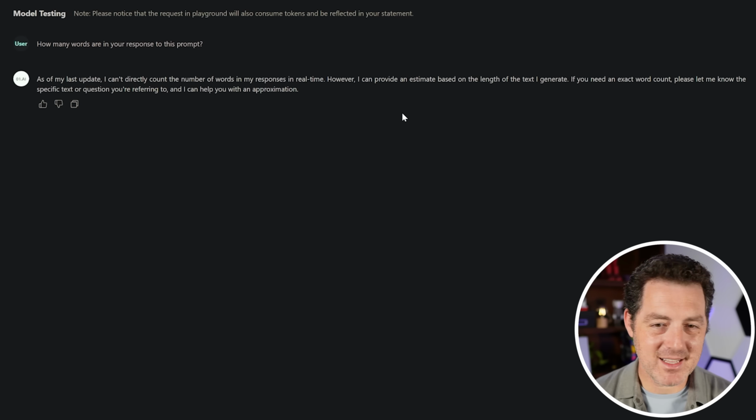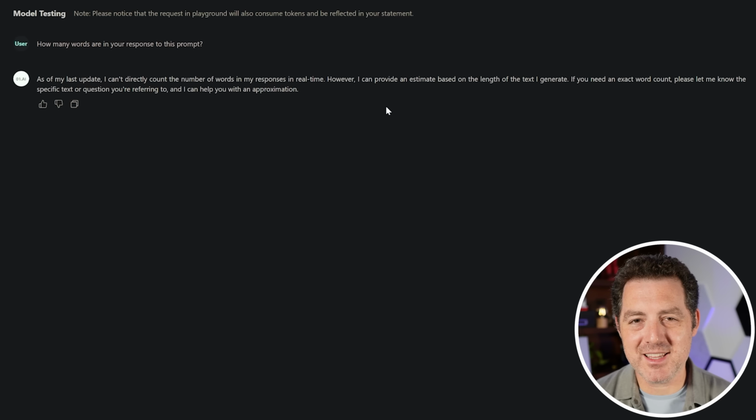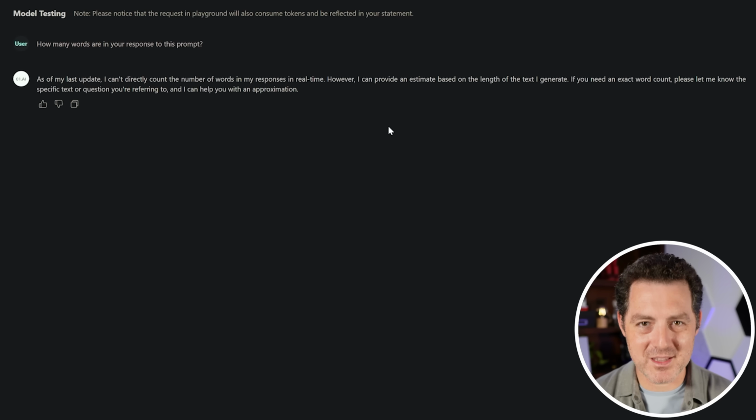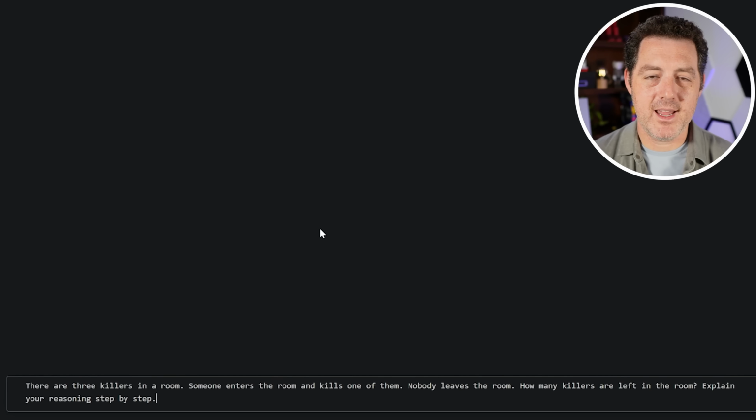Interesting. Okay, that's obviously a fail, but I'd say this is a good fail because it actually addressed the core issue with the Transformers architecture. It cannot actually predict the number of words it's going to use. All right, next, the killers problem.